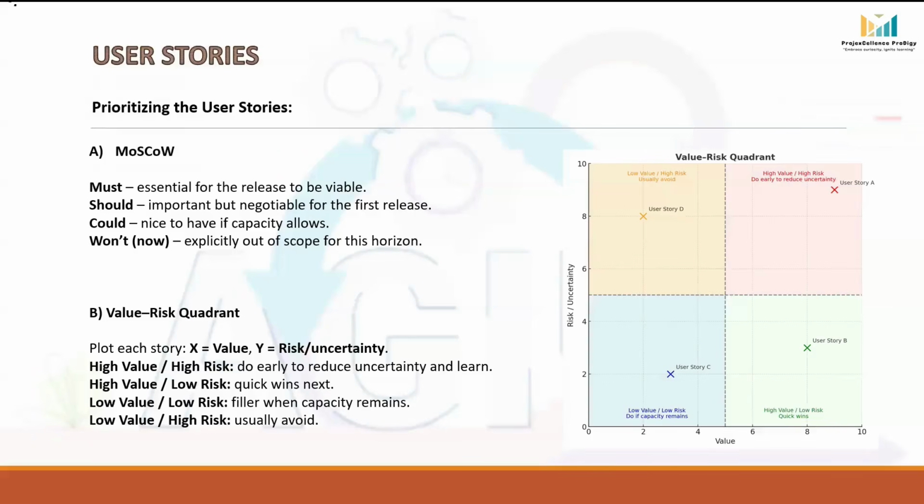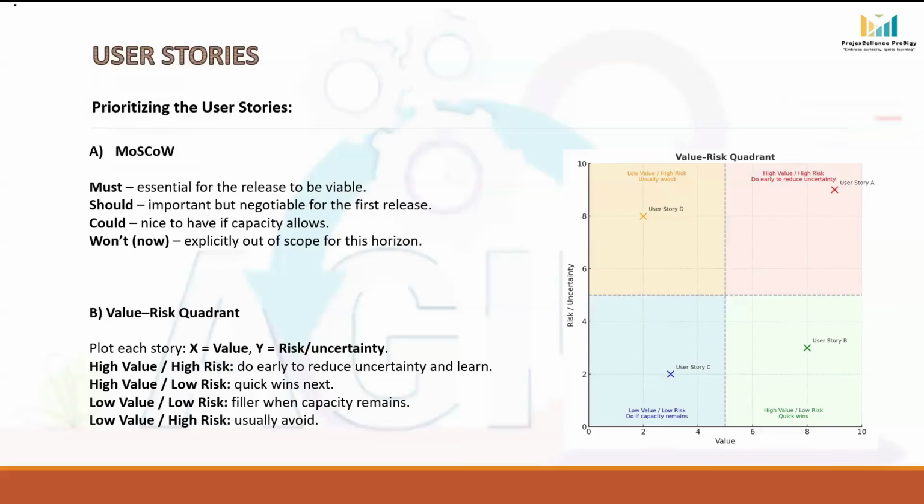Prioritization helps us decide the order of implementation, making sure we deliver the most valuable features early, manage risk smartly, and avoid spending time on low value items. There are different methods to prioritize the user stories.